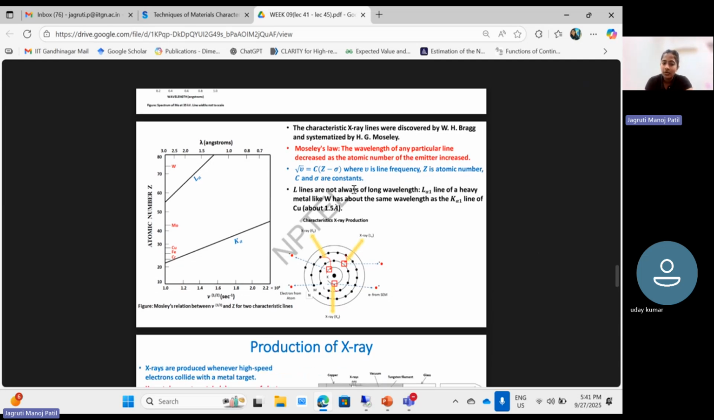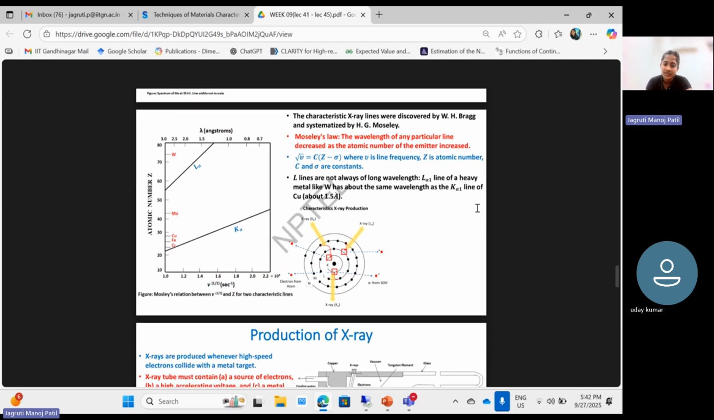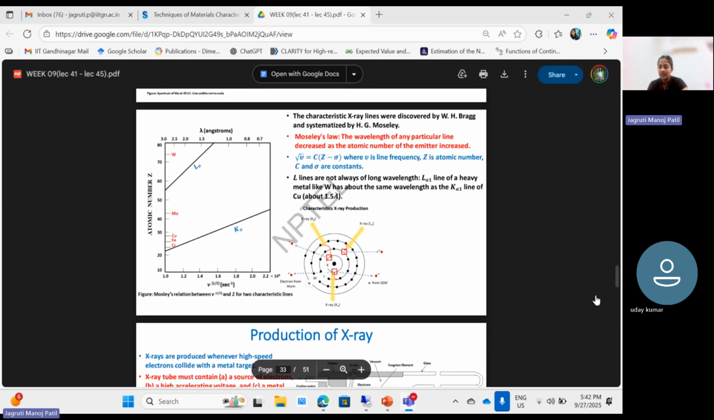Now, the L lines are not always of the longer wavelengths. The L alpha lines of heavy materials can have the same wavelength as the K shell lines of another material. So you just need to see which one has the particular material properties and characteristics there.